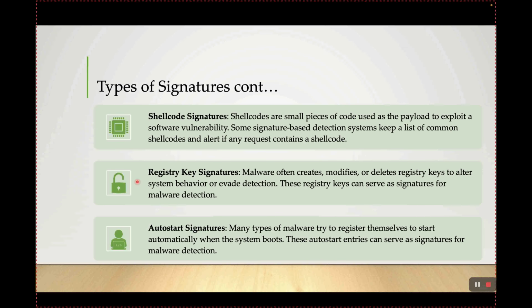Now, the registry key signatures. Malware often creates, modifies, or even deletes some of the registry keys. Why? Well, simply to alter system behavior or to evade detection in some cases. Now, these registry keys can serve as signatures for malware detection. Auto start signatures. Many types of malware try to register themselves to start automatically when the system boots. These auto start entries can serve as a signature for malware detection.